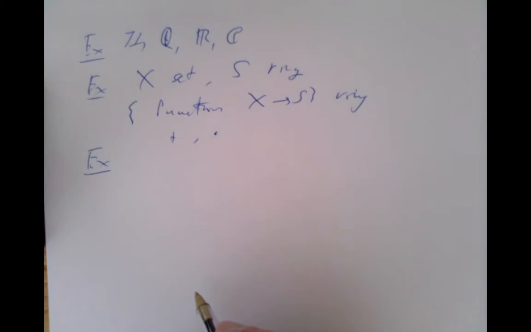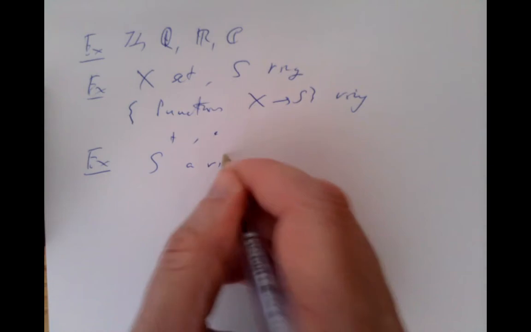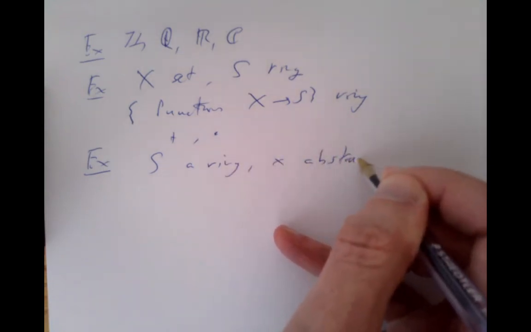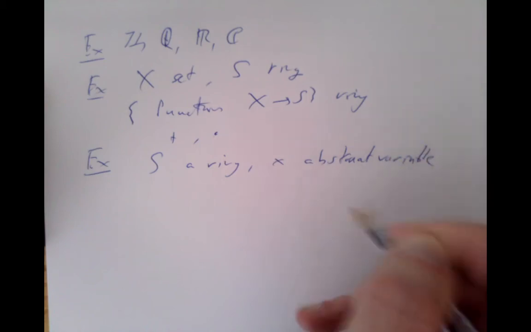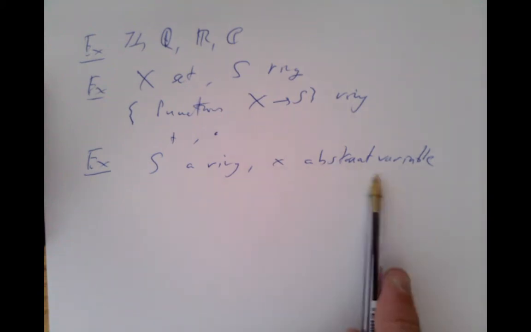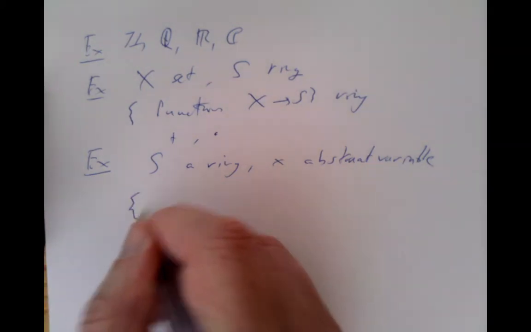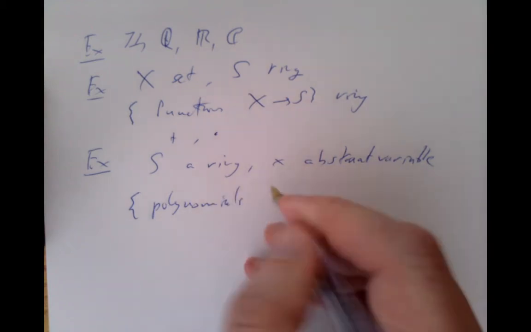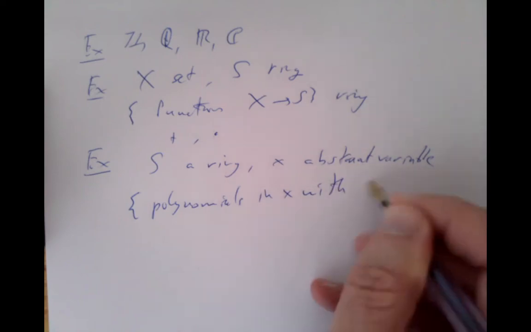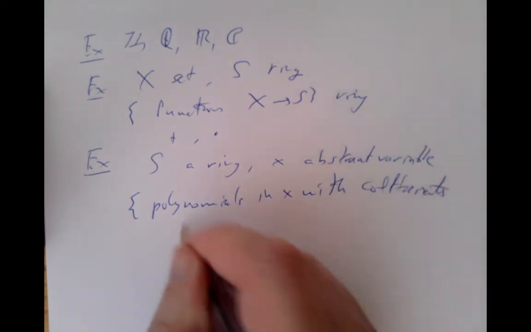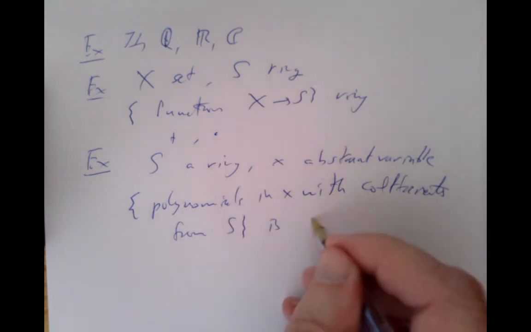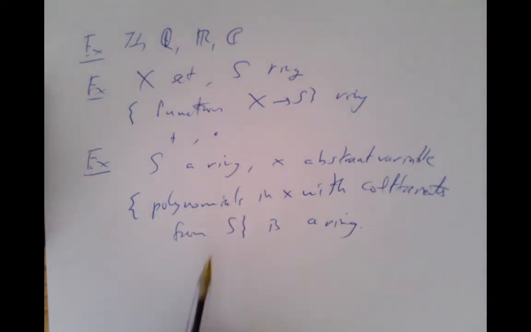Another example is that if we have S, a ring, and X is an abstract variable, much like we've talked about before, we have to make sure that our variables are thought of not as varying over some portion of the real number line or some set, but just as abstract expressions that we write down. Write down some variable X, we can write down X squared, X cubed, and so on. We can write down formal sums of those sorts of expressions. And so the set of all polynomials in X with coefficients from S is a ring, one ring consisting of all of those polynomials all put together into one big set. And we know how to add polynomials to get polynomials. We know how to multiply them to get polynomials.